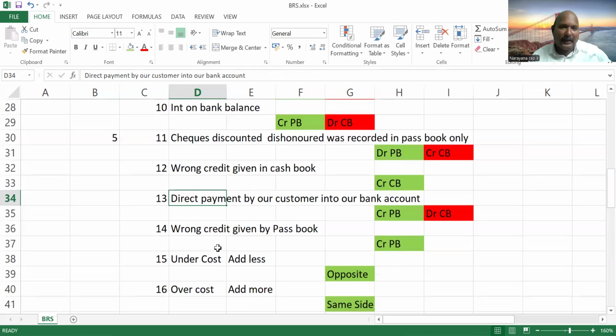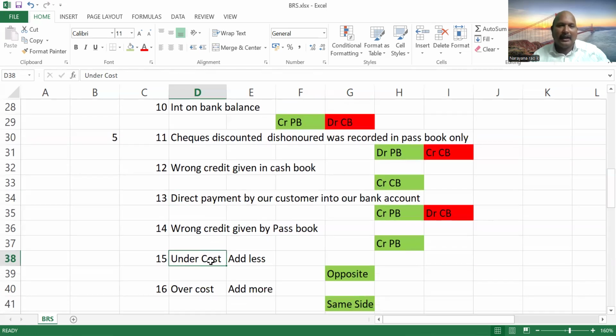Next. Here, one more is there, undercast and overcast. This is also one type of clerical error. For undercast on the debit side, you take the opposite side. Either debit side, we consider as credit side. Overcast means the same side. This helps with what I showed in the green color, that helps you add or less the items in the BRS.